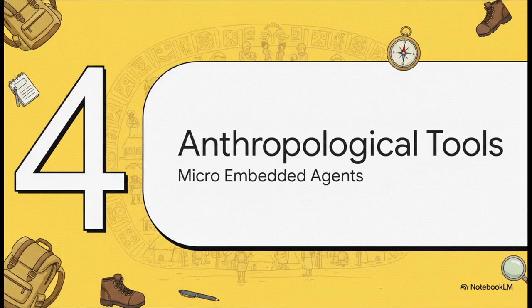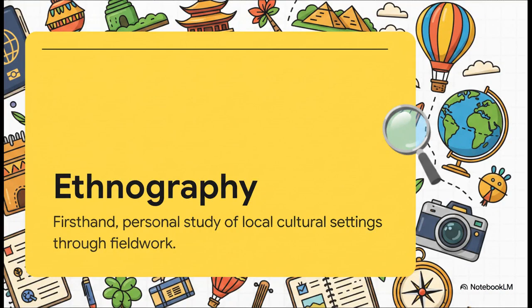Section 4. Anthropological field techniques, the micro-embedded agents. Grab your backpacks because now we're diving into boots-on-the-ground fieldwork. If sociologists are the macro detectives, anthropologists are the micro-embedded agents of the academic world, and their absolute fundamental requirement is a practice called ethnography. Our source text defines ethnography as the first-hand, personal study of local cultural settings through fieldwork in another society. So you simply cannot do ethnography from a comfortable, air-conditioned desk in a library. No way. You have to physically be there, living, breathing, and experiencing the actual culture you're trying to understand.